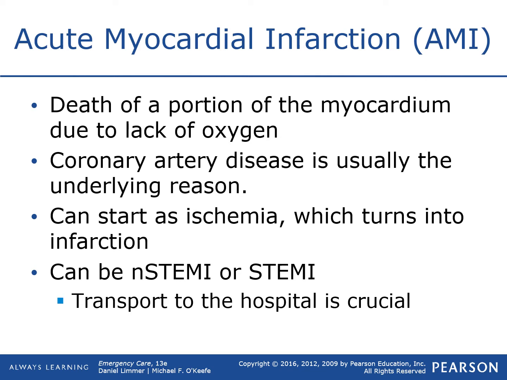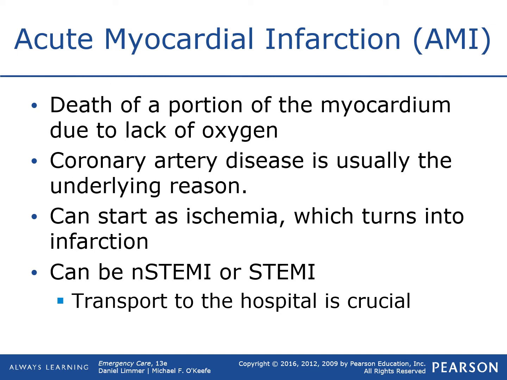An MI or an AMI will always start out as ischemia because if we stop the blood flow, the heart will want oxygen. It's going to be hypoxic, which is ischemia, that's dying, and then it turns into infarction, which is death. So, like I said before, we look for NSTEMIs, which are MIs that we cannot pick up on the monitor, but we can pick up with blood work. And then we look for STEMIs, which are heart attacks that we can pick up on the monitor.